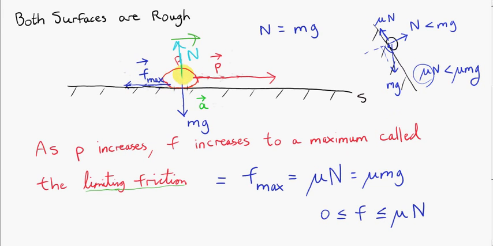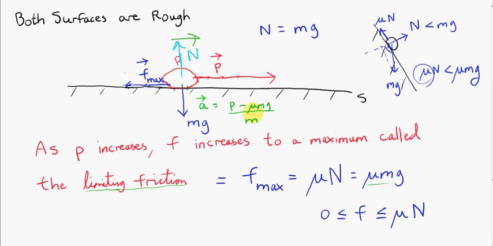Okay, so now the particle is moving to the right. The maximum friction force is acting. How do we get the acceleration? Well, we get the resultant force, which would be P minus F max, or P minus mu times N, where mu N is mu mg. I'll just write that down. And we divide by the mass.